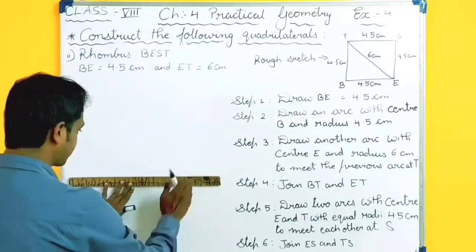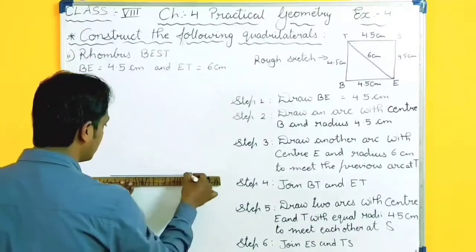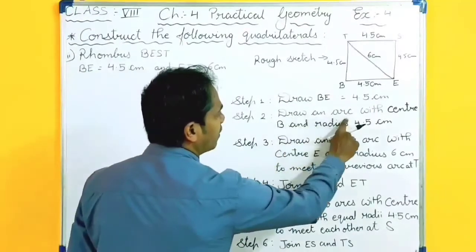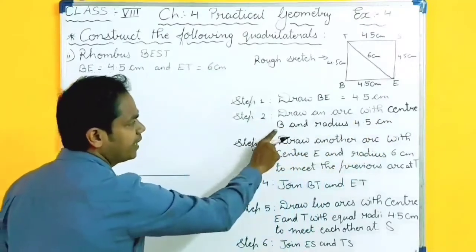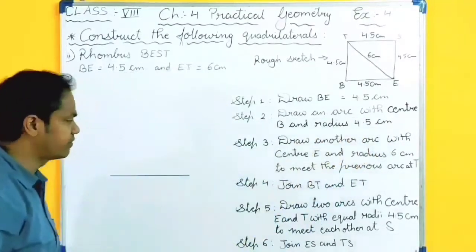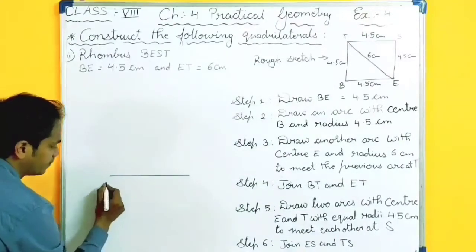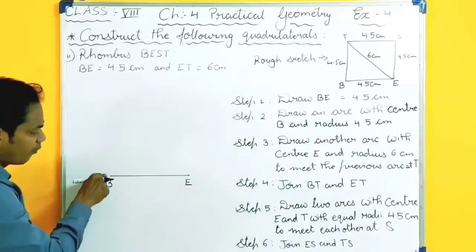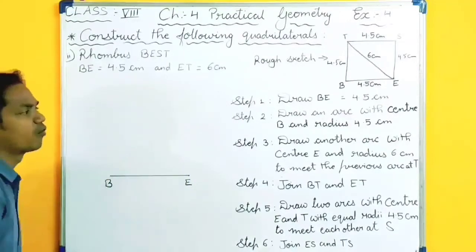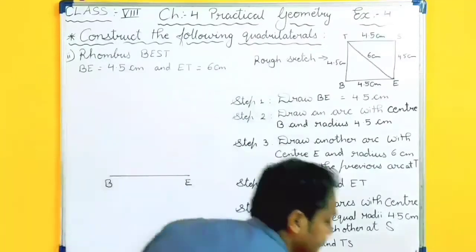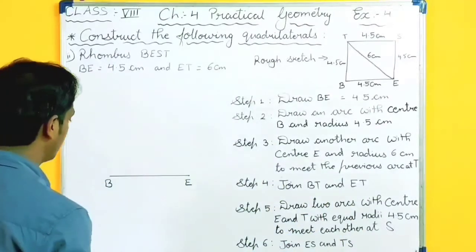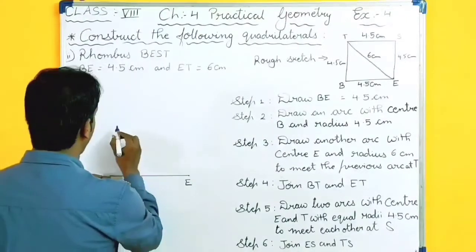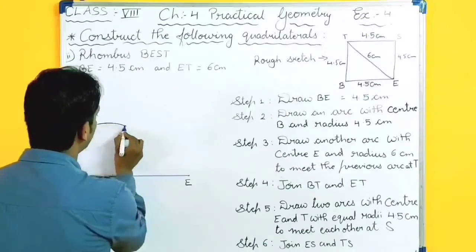Suppose this is my BE, 4.5 centimeter. Now draw an arc with center B and radius 4.5 centimeter. This is my B and this is point E. So what I will do, from point B I will cut an arc of 4.5 centimeter. Okay, so put your compass point here and cut one arc of 4.5 centimeter.